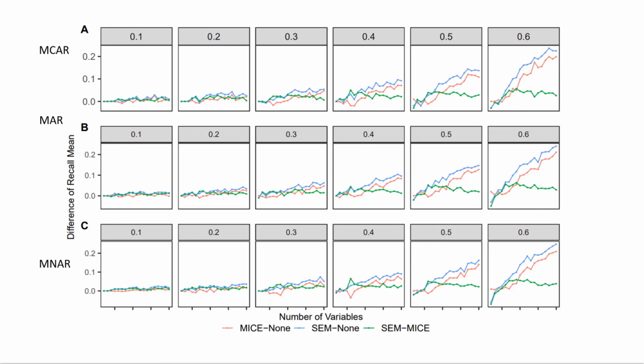Each row panel represents each missing mechanism, and column panels represent missing proportions. The y-axis represents the difference of the record mean, which is averaged over the 100 simulations. And the x-axis represents the number of variables from 2 to 20. This plot shows that the outperformance of the SEM algorithm increases with the number of variables and with missing proportions.